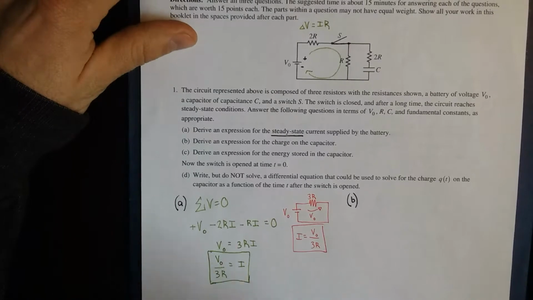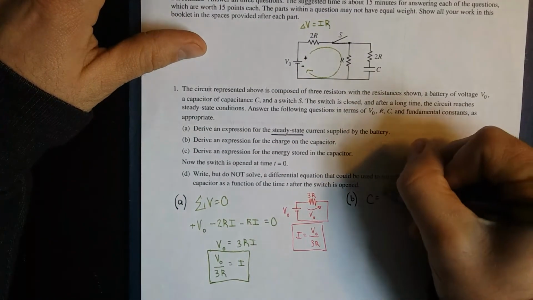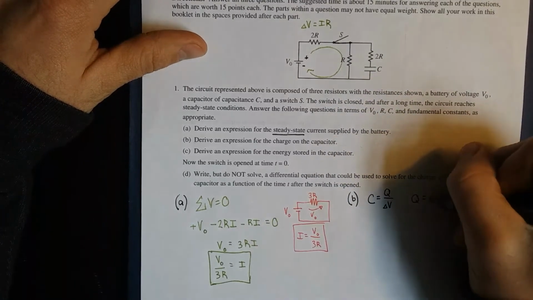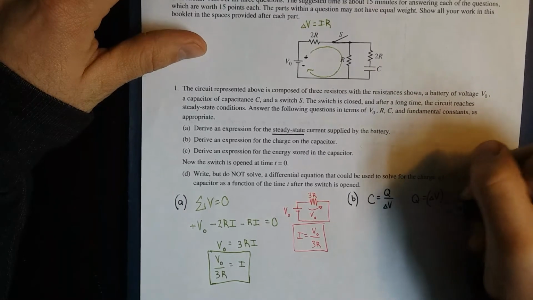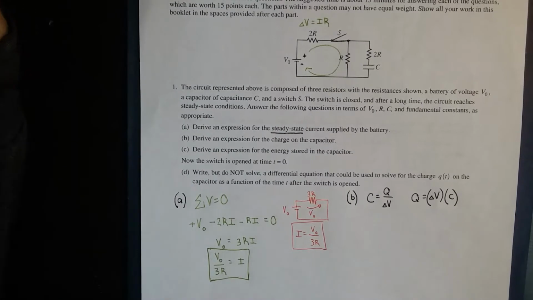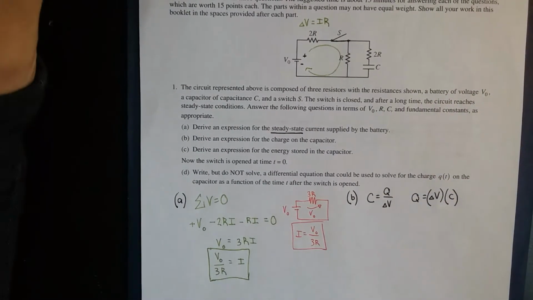B, how much charge is on that capacitor? Well, one thing I know is that capacitance is charge over a potential difference, or I could rearrange that to say Q equals delta V times C. And that's great, because I know the capacitance is C. The question is, what is that delta V?